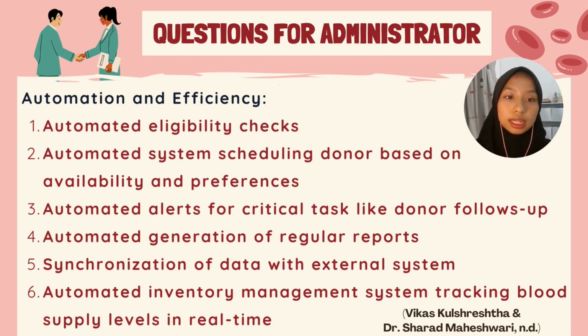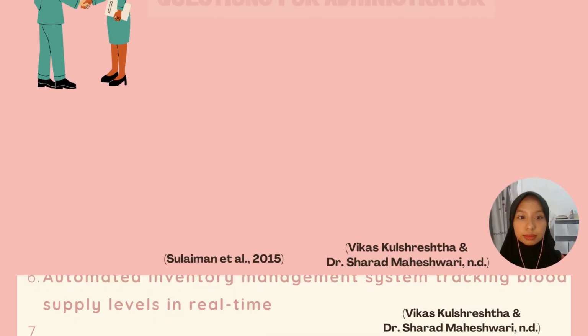We are going to discuss the automated things that we can implement in the system, such as automated eligibility checks of the donor, automated scheduling based on the donor's preference, automated alerts for critical tasks, automated generation of regular reports, maybe about the donor, and then the synchronization of data with external systems, and a real-time automated inventory management system tracking blood supply.